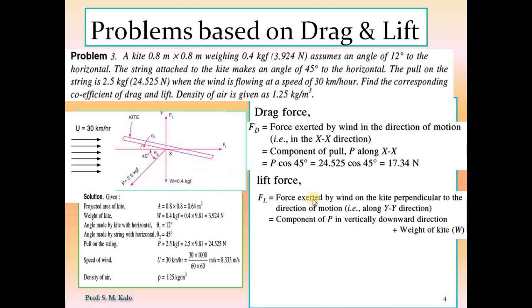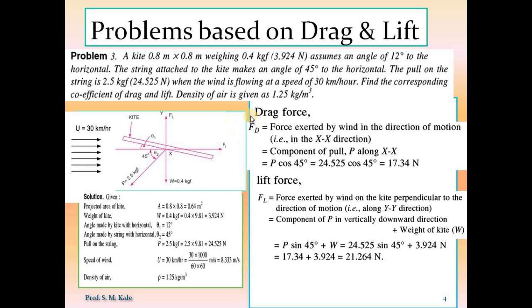So lift force is nothing but the force exerted by wind on a kite perpendicular to the direction of motion, that is the component of P in the vertically downward direction, which is equal to P sin 45, plus the weight of the kite, which is already acting in the vertically downward direction, that is W. So put the value of P sin 45 plus W, put the value of sin 45, and I will get the total lift, that is nothing but 21.264 Newton.